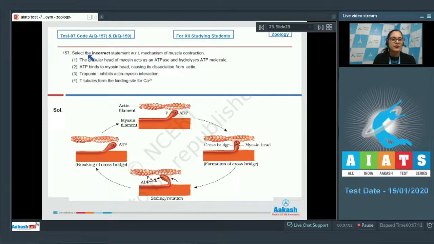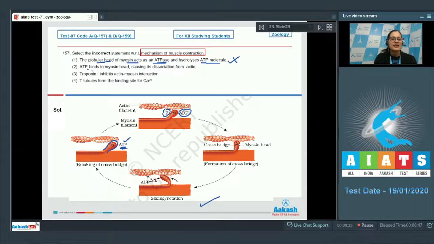Question number 157. Select the incorrect statement with respect to mechanism of muscle contraction. The very first statement given is the globular head of myosin acts as an ATPase and hydrolyzes ATP molecule. As it is a correct statement, this cannot be the answer to our question, because during muscle contraction, as you can see here in the diagrammatic representation of sliding filament theory given in your NCERT book, this is the globular head of myosin, and it acts as ATPase and hydrolyzes this ATP molecule into ADP and Pi.